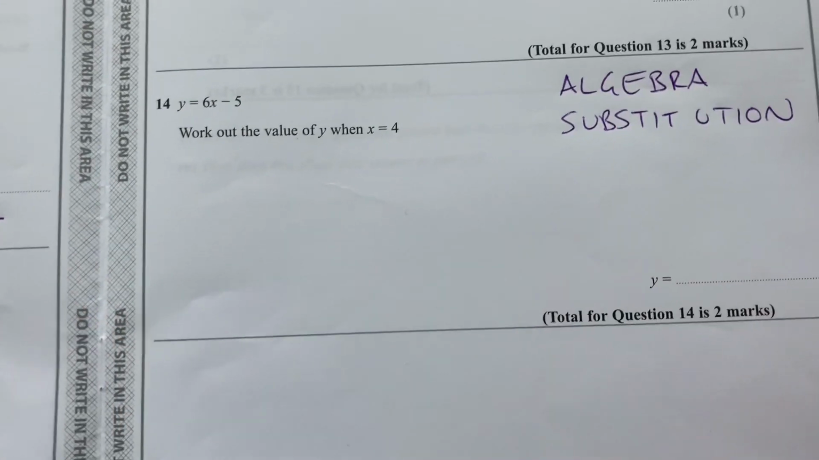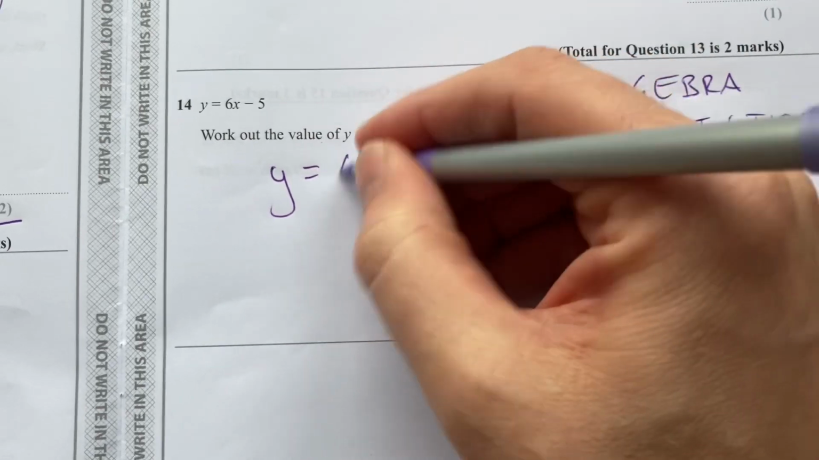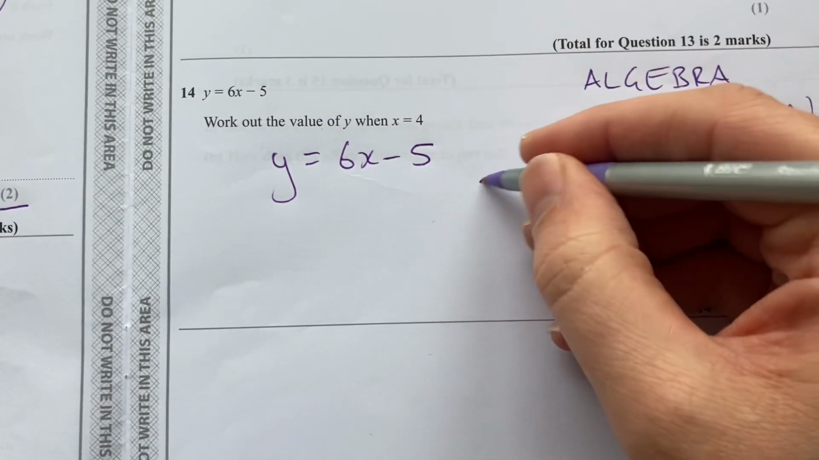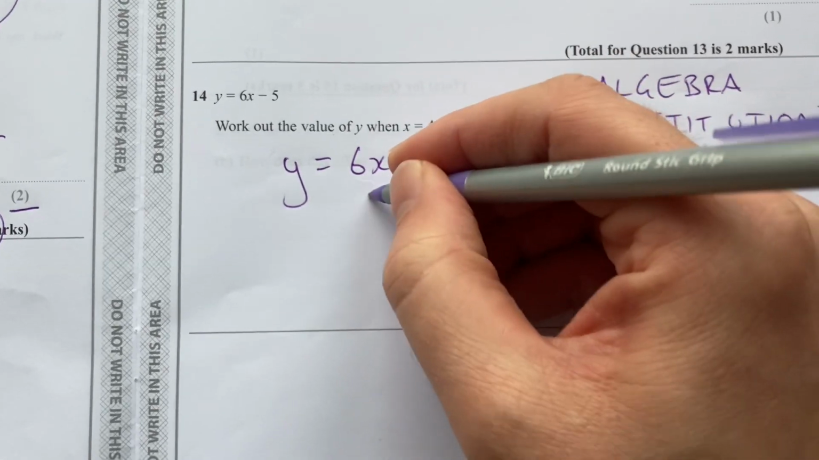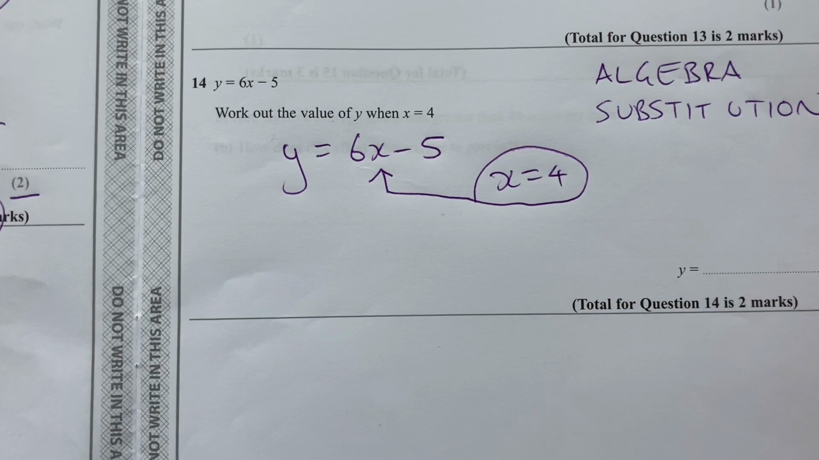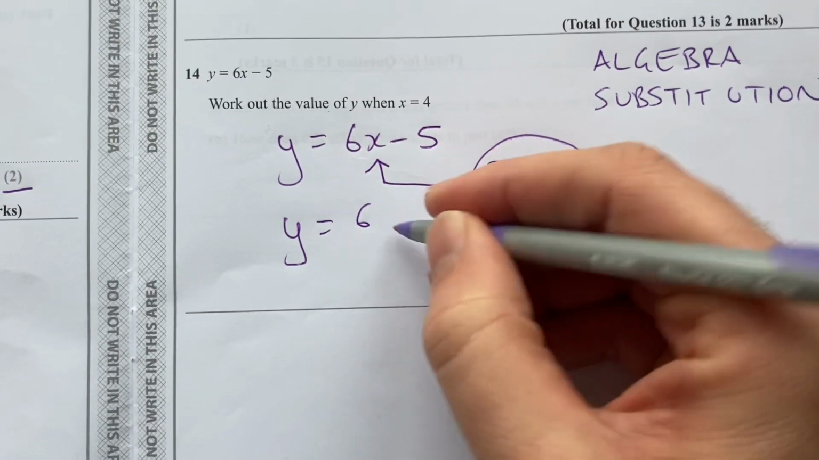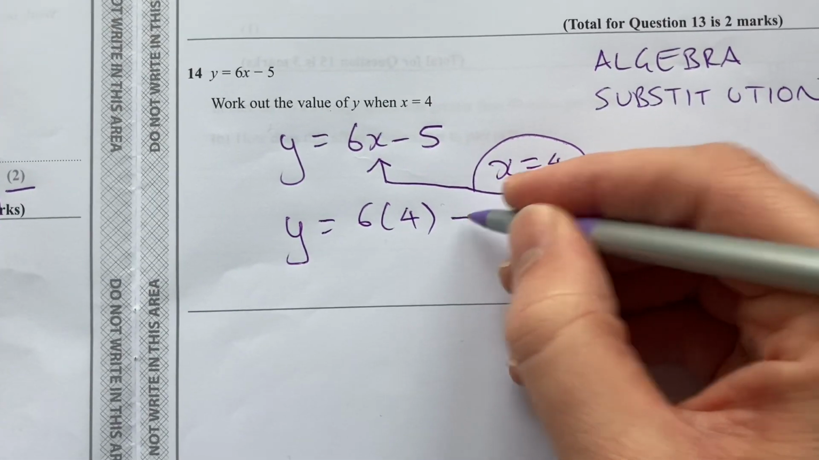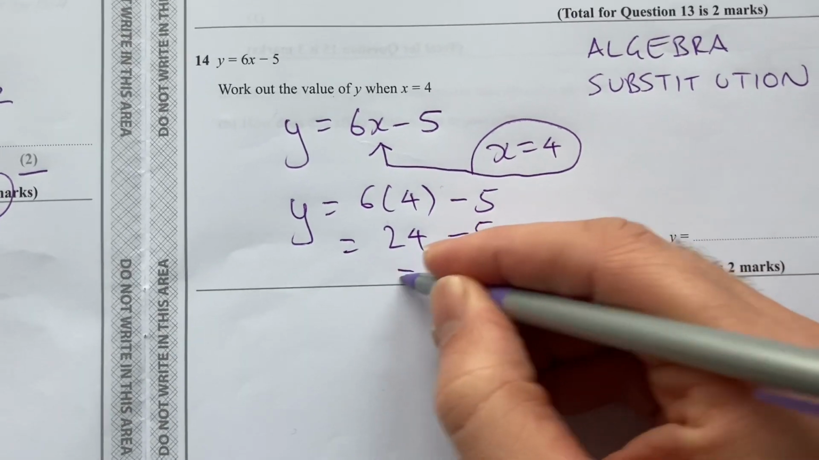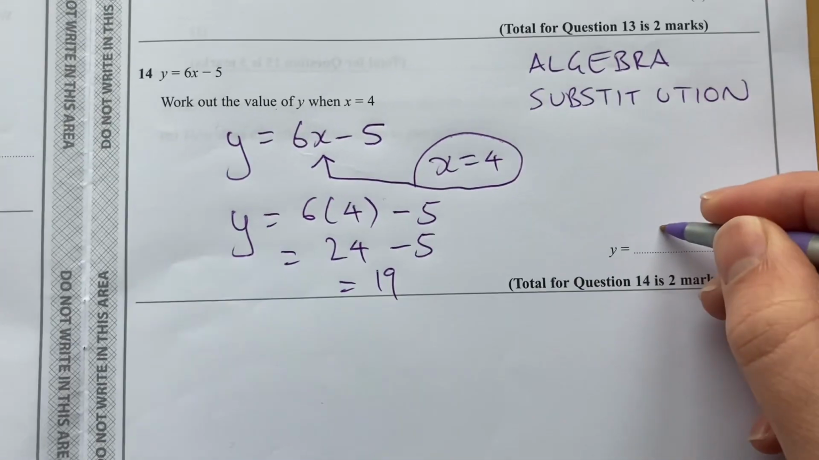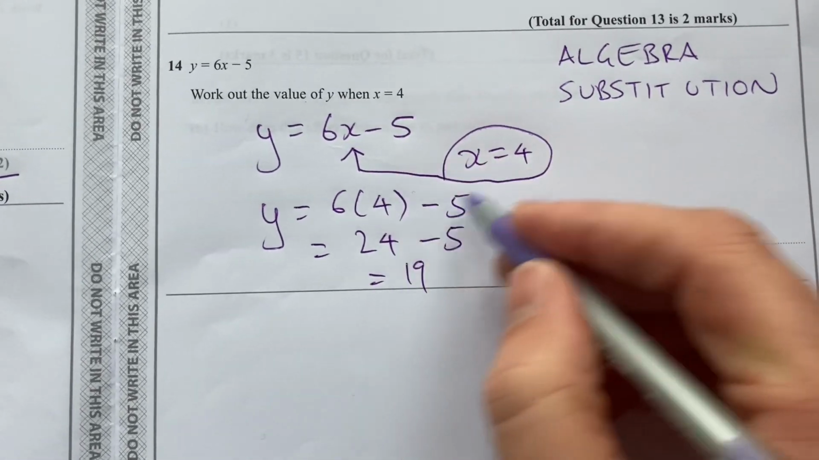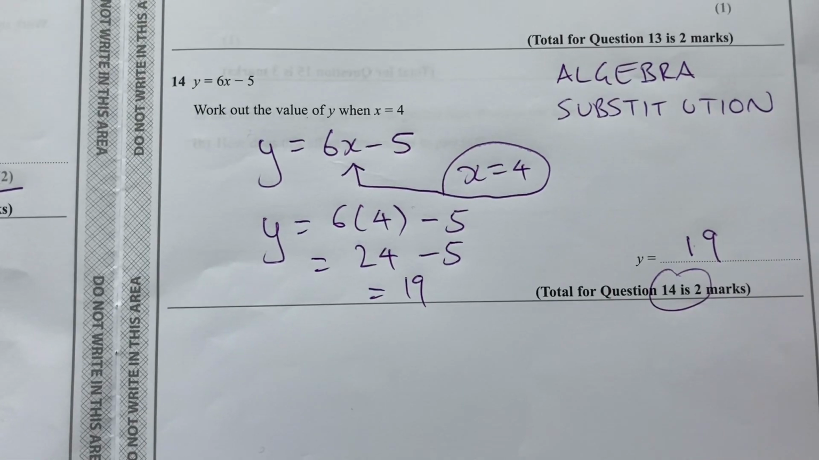Let's look at some algebra here. Y equal to 6x minus 5, and we've got to work out what y is when x is 4. So I'm going to replace that x there with 4. That's the substitution. So y equal to 6 bracket 4 minus 5. 6 times 4 is 24. 24 minus 5 is 19. So y equals 19. And that should be 2 marks there. 1 for the correct substitution, 1 for the correct answer.